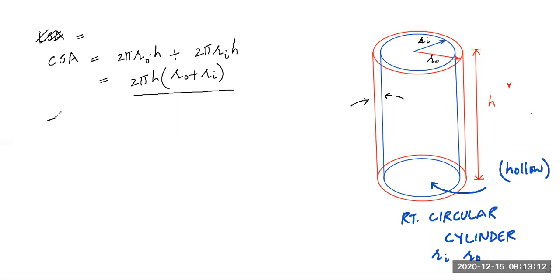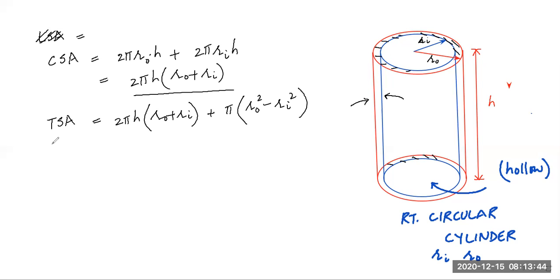Okay, but if you talk about total surface area, in total surface area this will be there: 2 pi h into (ro plus ri). At the same time, you see this surface area is also generated. This is hollow, this surface is not generated. So this is also generated. Similarly, this surface is also generated. So this area would be outer circle minus inner circle, right? So it will be pi into (ro square minus ri square). So this is total surface area of a hollow cylinder with thickness t.